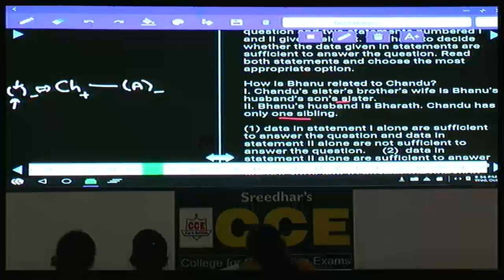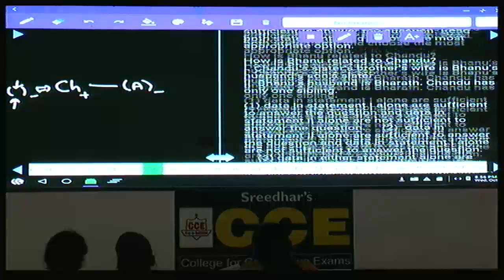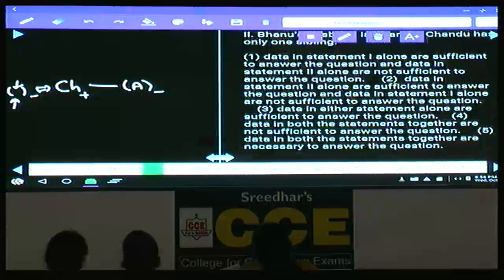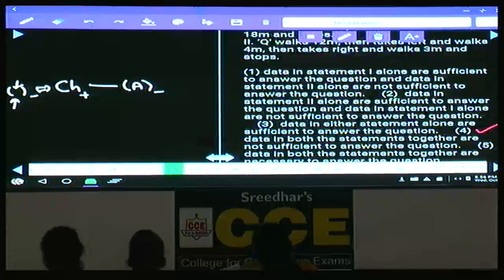Is Banu male or female? Banu is a female, isn't it? As Banu is a female, are we getting the answer or not? Yes, so how are we getting the answer here? Now Chandu's wife's sister is Banu. That means we are getting an answer, hence by combining both the statements only, we could get the answer, that is choice 5.